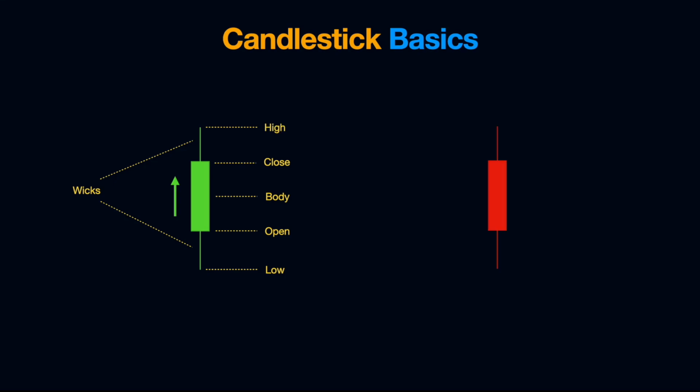Now, let's take a look at the different parts of a red candle. The thick middle section is called the body of the candlestick. The thin lines on the top and bottom are called wicks. A red candle means the price closed lower than it opened. So when the candlestick is red, the top of the body is the opening price, and the bottom of the body is the closing price for that time period. The bottom of the lower wick is the lowest price reached in that time period, and the top of the upper wick is the highest price reached during that time period.